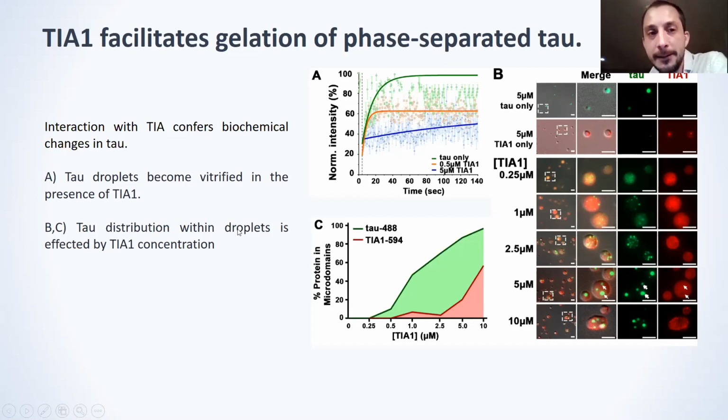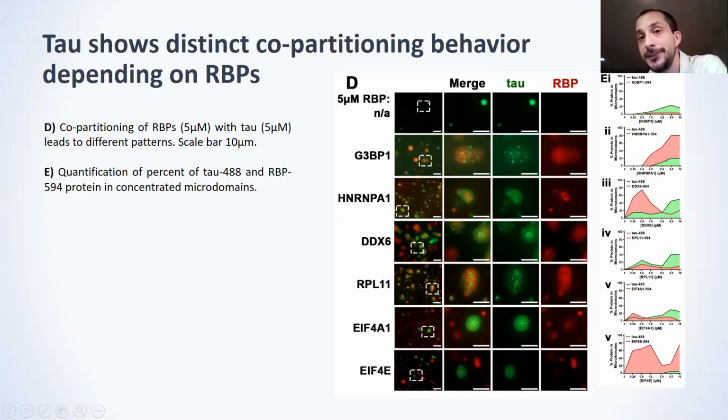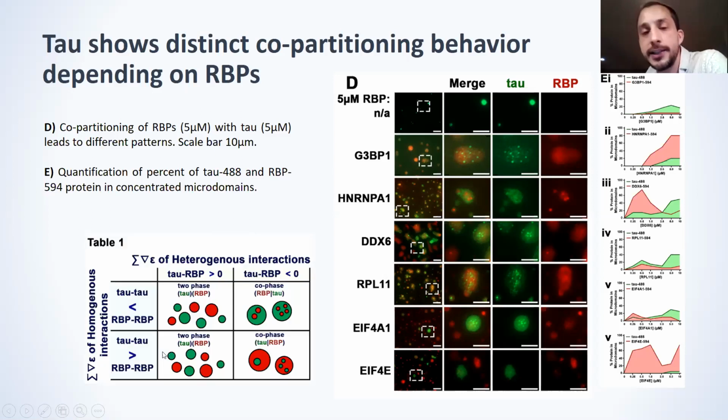And it turns out that the partitioning behavior that you see of tau is dependent on the RNA binding protein that you use. So here we are using 5 micromolar of tau, again in green, and 5 micromolar of the RBPs that are listed here. And at the high concentration here, you can see that there's different patterns of tau. You either get microdomains of tau within the RBP, or you get microdomains of the RBP within the tau, or sometimes you get no mixing of the two proteins.